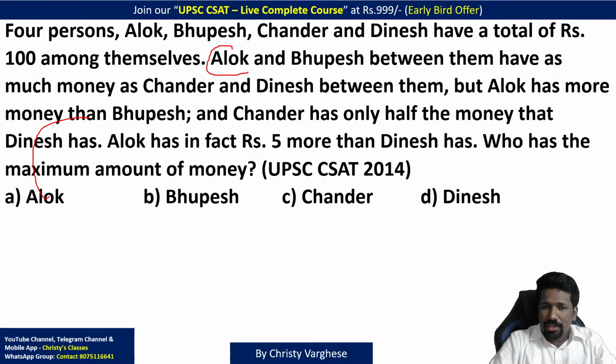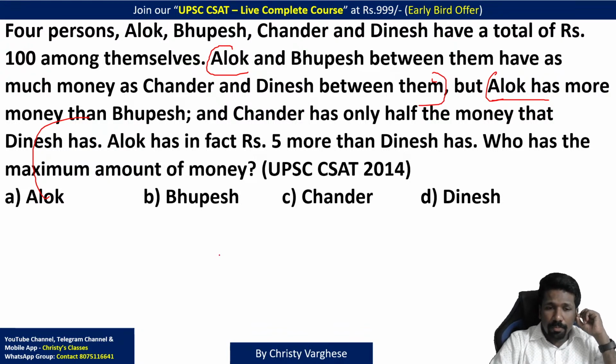A and B together is equal to C and D together. That also does not give any clarity whether A is bigger than B or B is bigger than A, or C is bigger than D or D is bigger than C. So let us hold and go to the next sentence.